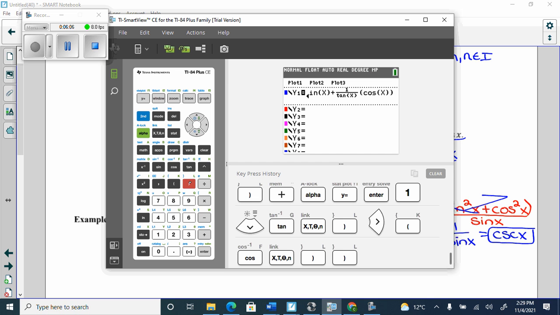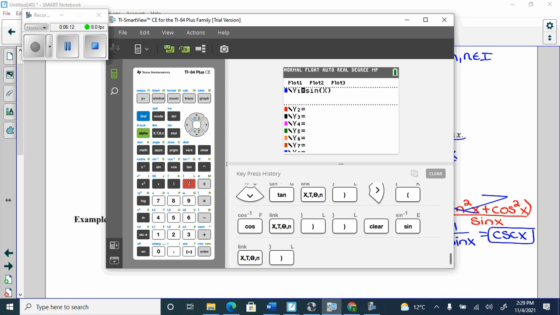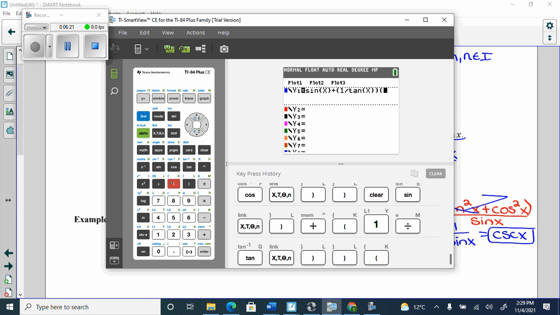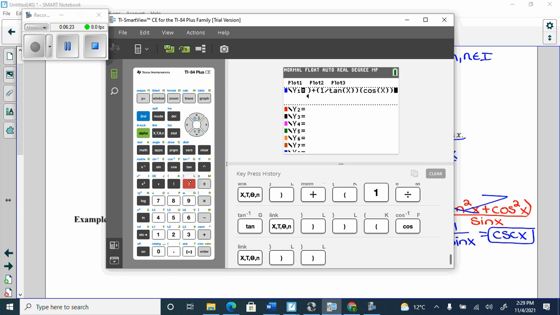You could just go 1 over tan x in brackets. So I'll show you what I could do. I could go sine x plus 1 divided by tan x in brackets, times cos x in brackets, right? No big deal.